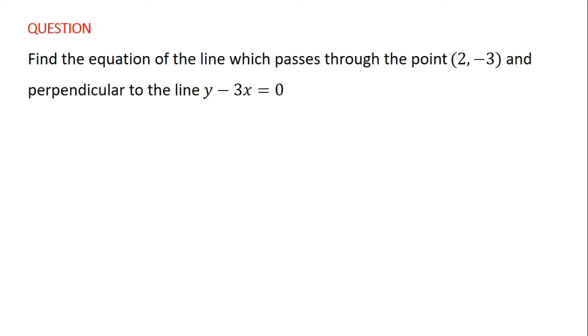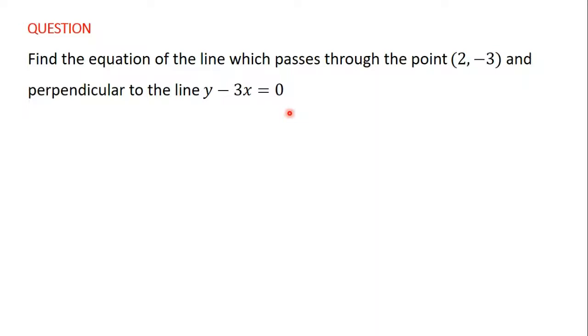In the previous video, we solved a question on finding the equation of a straight line when it is perpendicular to another straight line with known equation. In this video, we are going to solve another question. The question for this video is: find the equation of the line which passes through the point (2, -3) and perpendicular to the line y minus 3x is equal to 0. So this straight line passes through the point (2, -3), and at the same time it is perpendicular to the line y minus 3x is equal to 0.